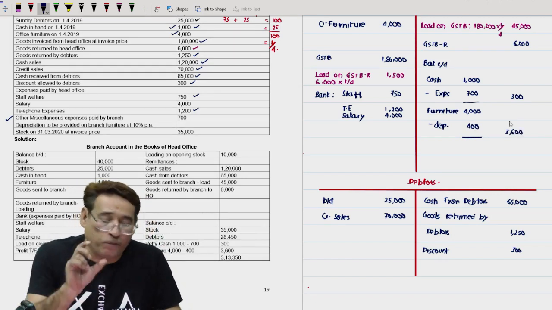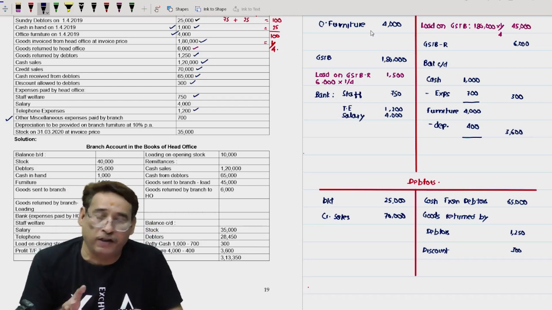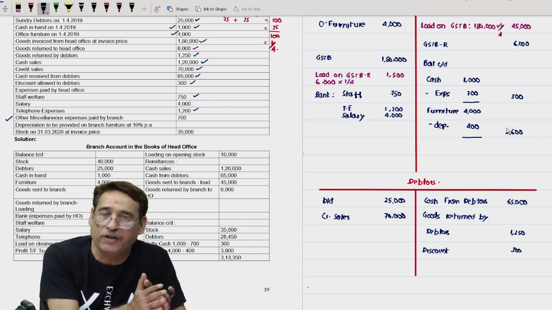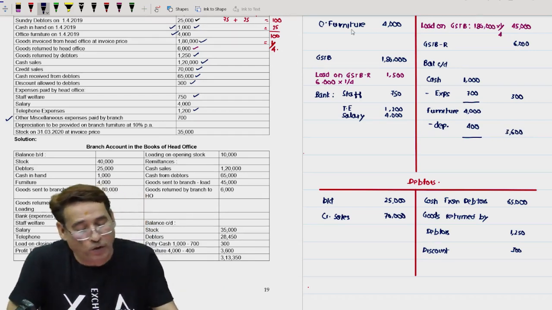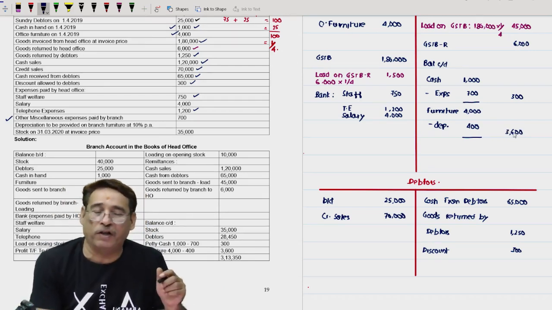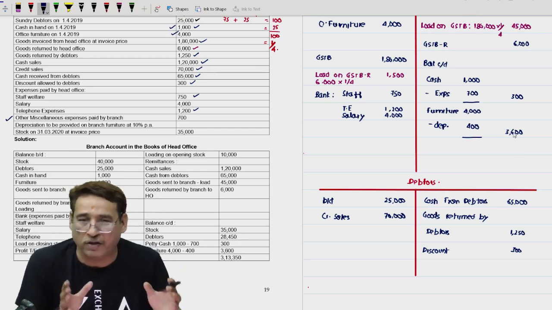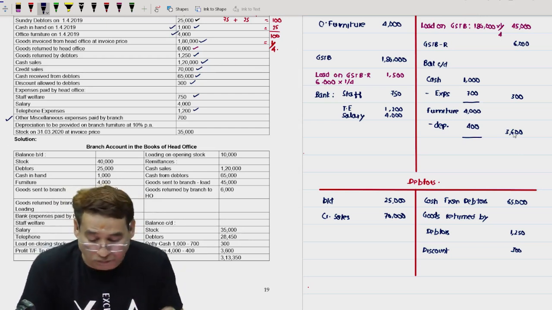Indirectly, it means I am putting 4000 worth of furniture towards the debit side in the branch account and 3600 towards the credit side. The difference actually is 400. So when we write opening balance of furniture and closing balance of furniture, what we are doing is simply putting up the amount of depreciation in the branch account.